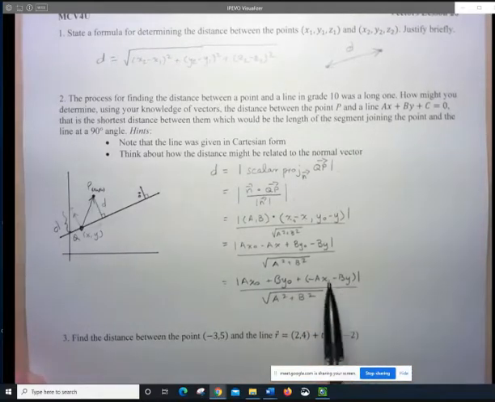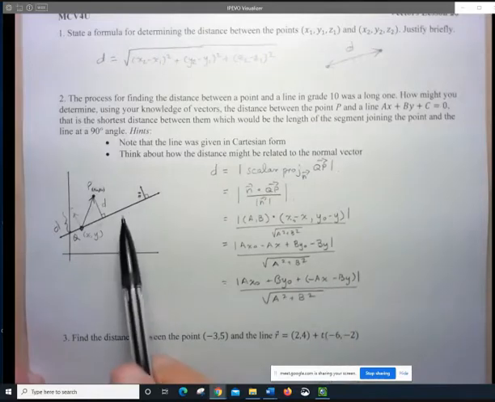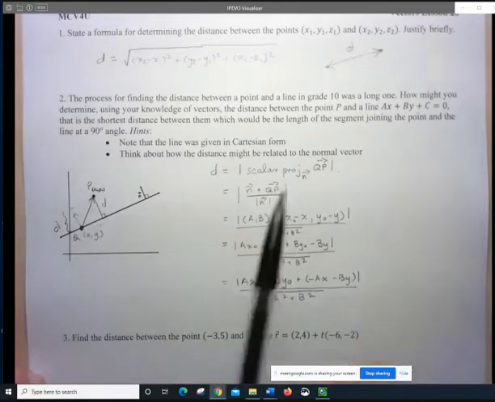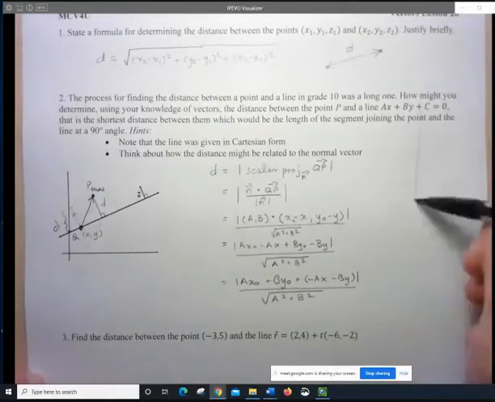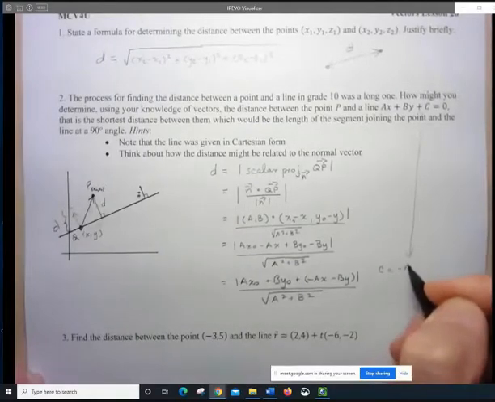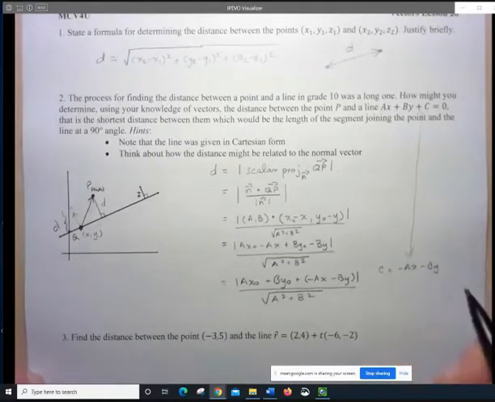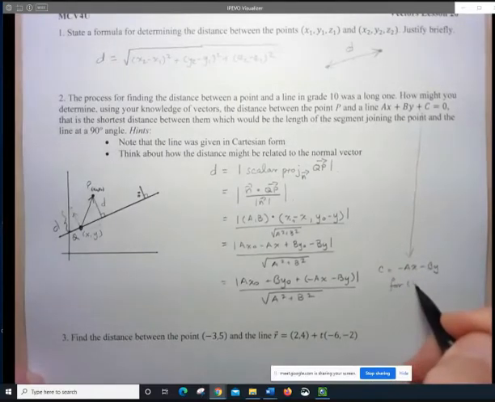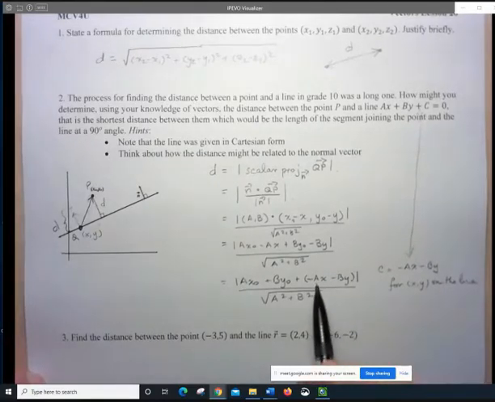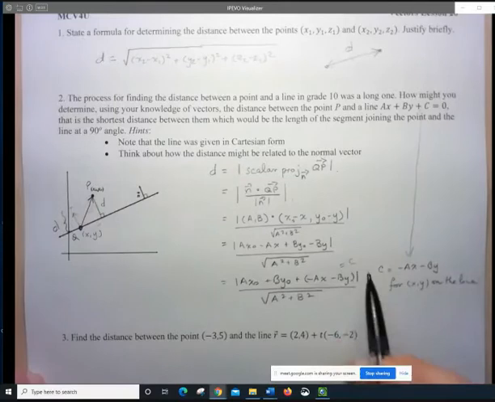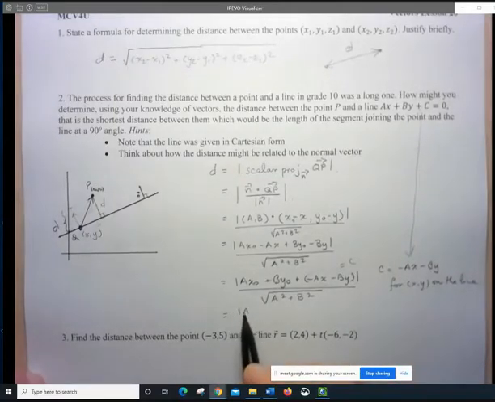Now I want you to tell me what is special about negative ax minus by, remembering that (x, y) is a point on this line. There you go. Let's take the equation of the line: c is equal to negative ax minus by, for (x, y) on the line. And since (x, y) is on the line, this whole thing is just equal to c. And look what we get. A very nice equation.